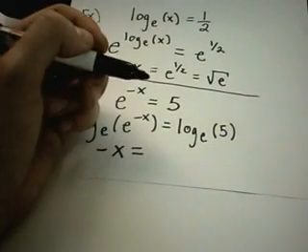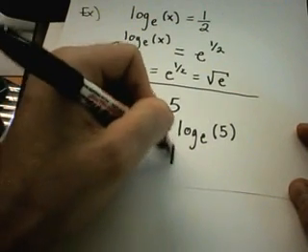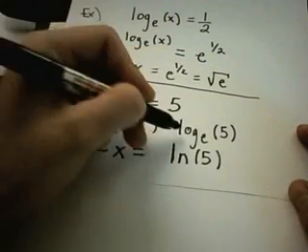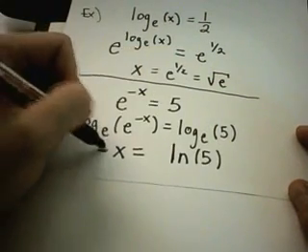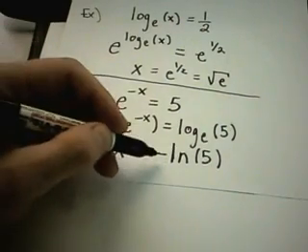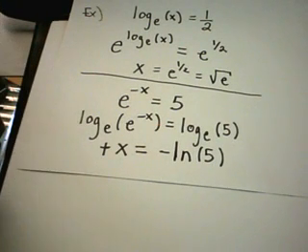Well, log base e of 5, that's some number, and without a calculator I just don't know it. I'm going to rewrite log base e as natural logarithm. Remember, these are equivalent notations. And if I multiply both sides by a negative, I'll get simply that x equals negative ln of 5. And that'll be my answer.